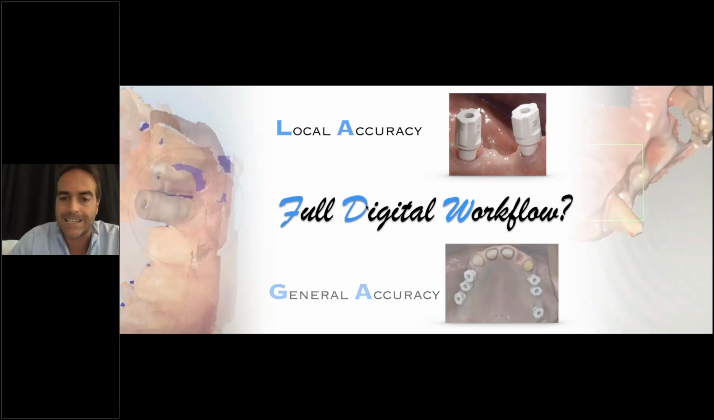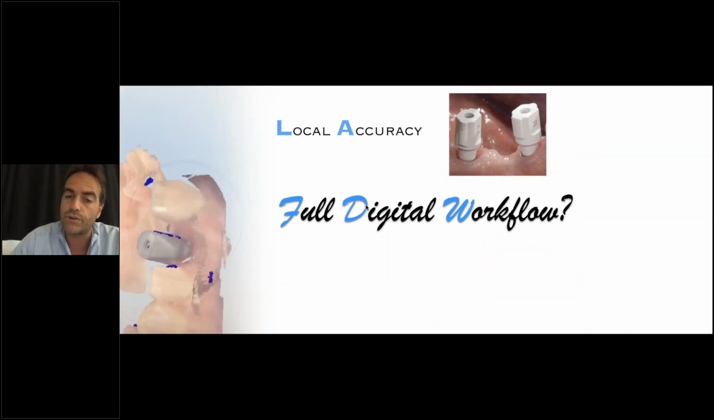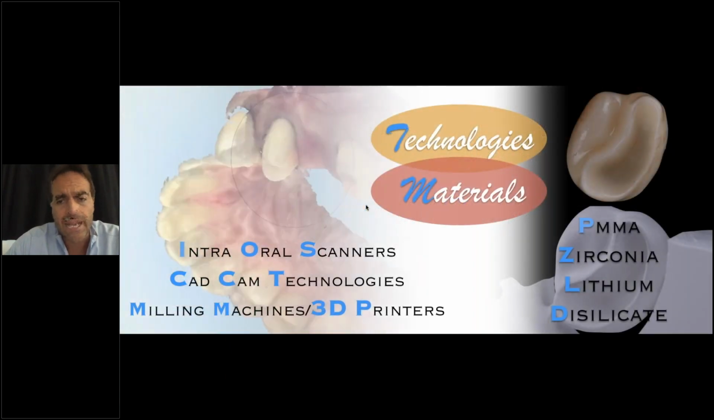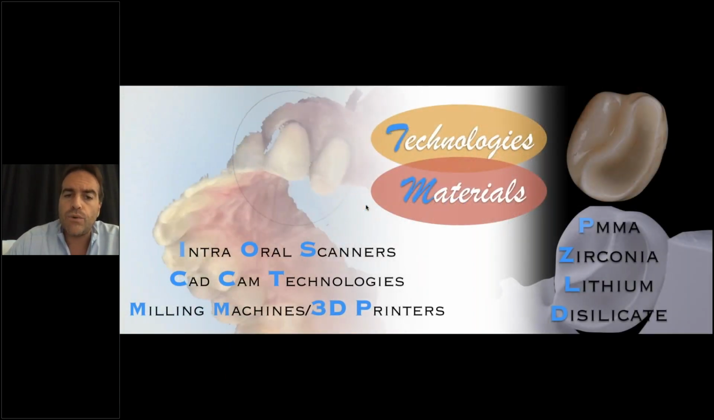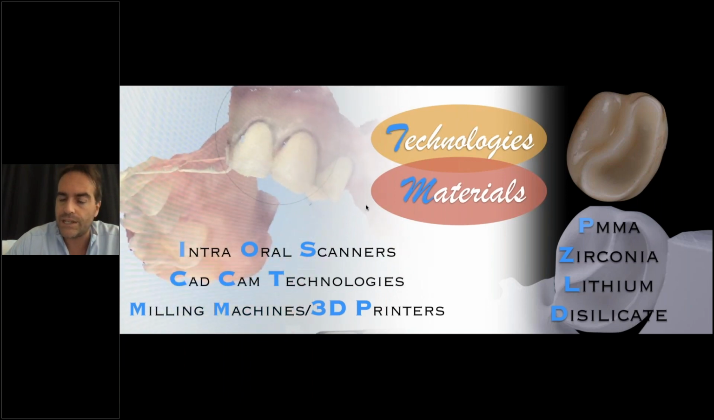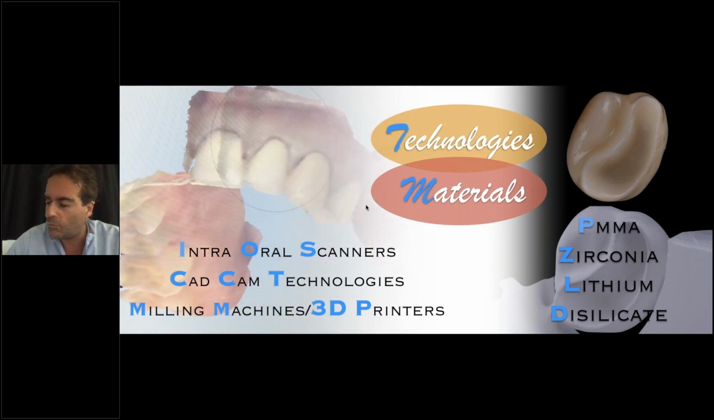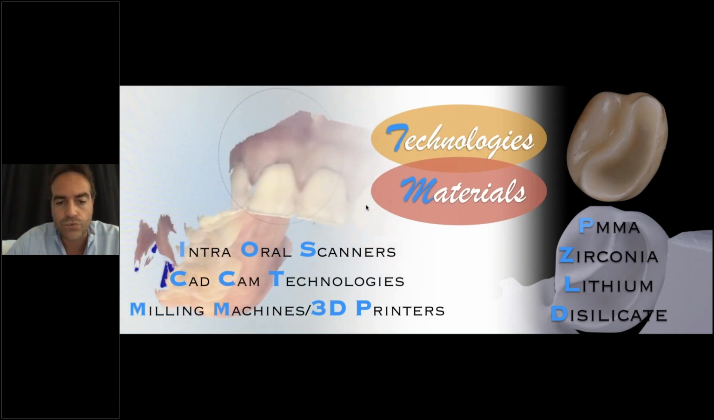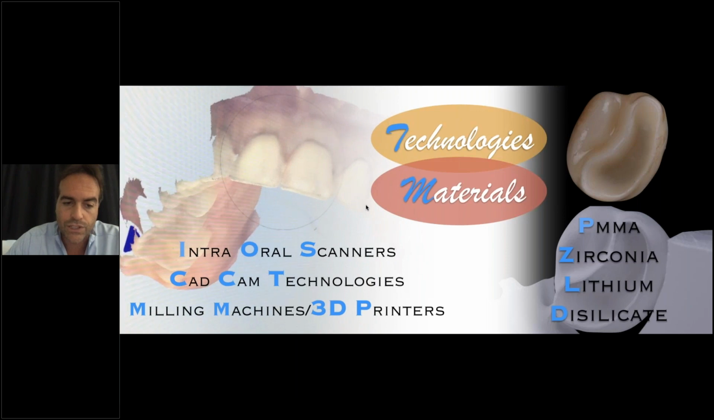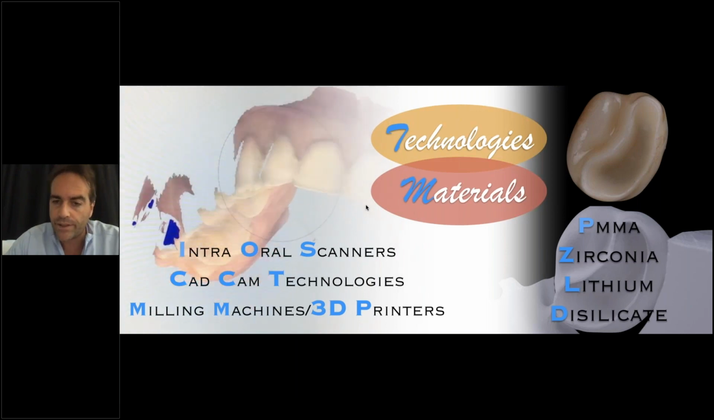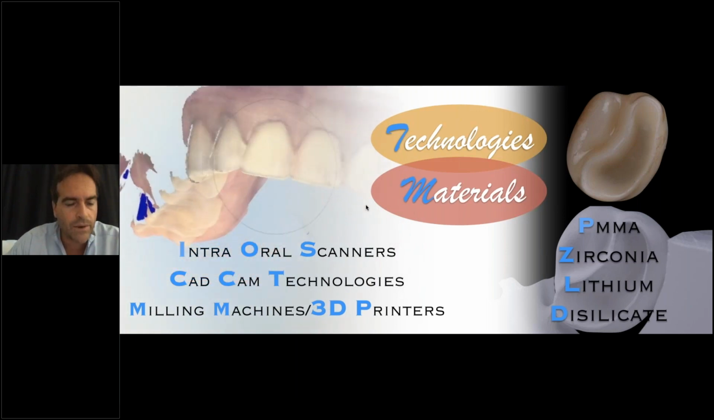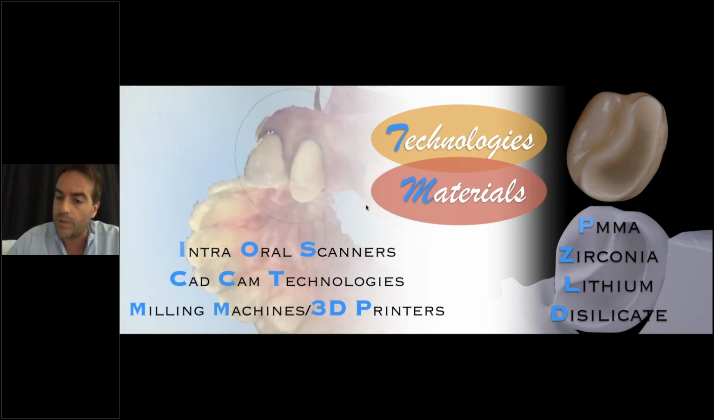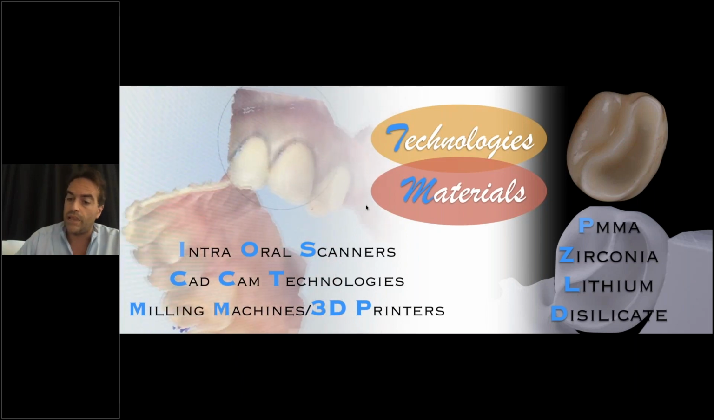Let's start answering our question, focusing first of all on local accuracy. And as I was mentioning to you before, if we want to be accurate, we do not need only one piece. We need a combination of technologies: intraoral scanners, CAD/CAM technologies, milling machines, 3D printers, and materials. Nowadays we have great material characteristics, such as, for example, PMMA, zirconia, and lithium disilicate.